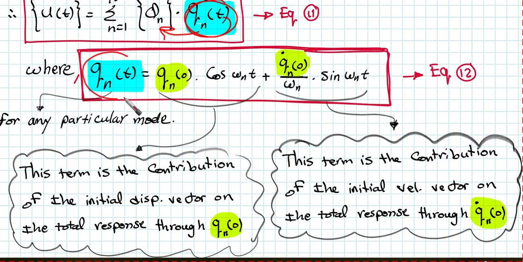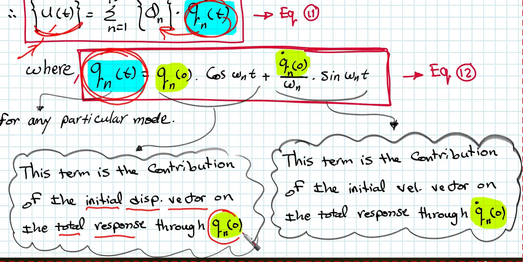And then we're going to give it a kind of definition here. The first term, as I put it here, is the contribution of the initial displacement vector on the total response. This is the total response, which is through Qn node. And remember, this is through this channel, through Qn node, because the other ones, cosine omega n t and sine omega n t, have nothing to do with the initial conditions.